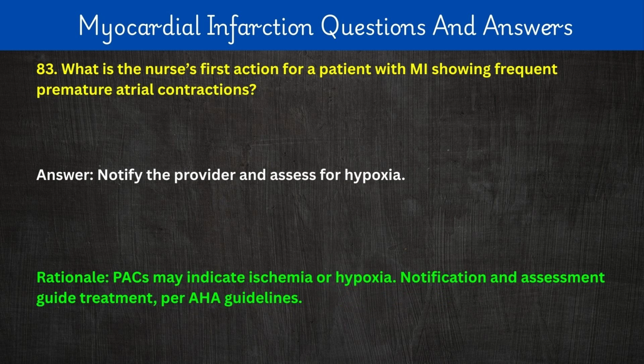83. What is the nurse's first action for a patient with MI showing frequent premature atrial contractions? Answer: notify the provider and assess for hypoxia. Rationale: PACs may indicate ischemia or hypoxia. Notification and assessment guide treatment, per AHA guidelines.